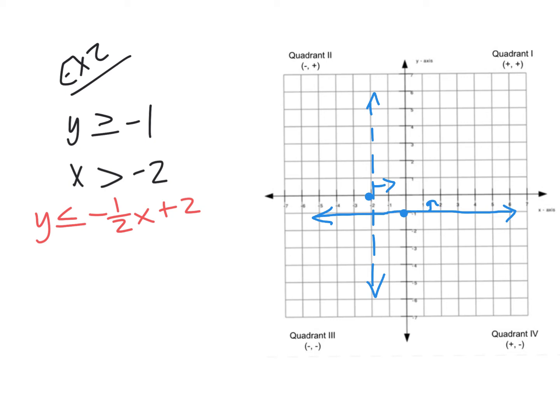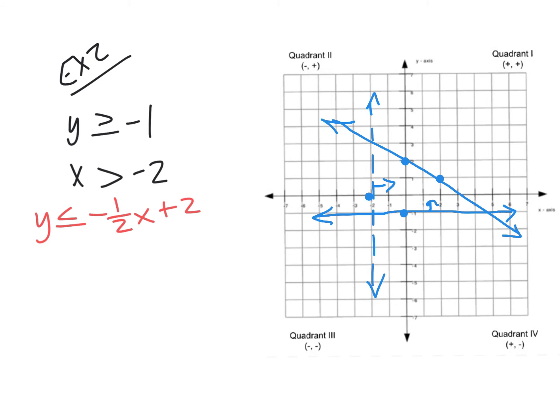Now let's graph our last line. So we have y is less than or equal to -1/2 x plus 2. Where does my first point go? +2. And then my slope is? -1/2. Down 1 over 2, right? Down 1. So right there. Very good. And then is this a dashed line or a solid line? It's a solid line.